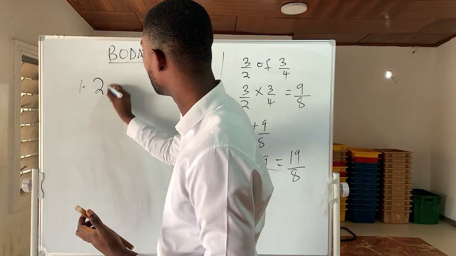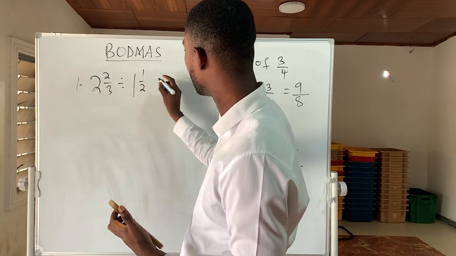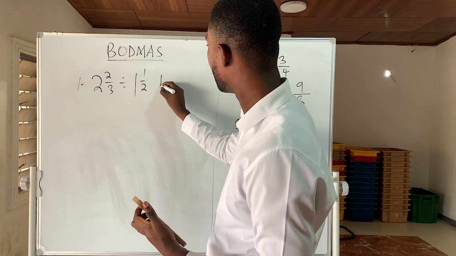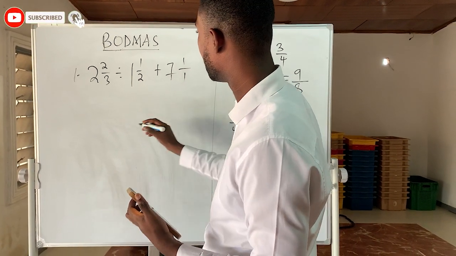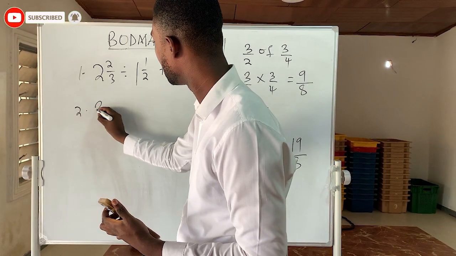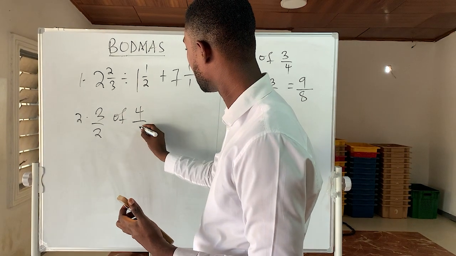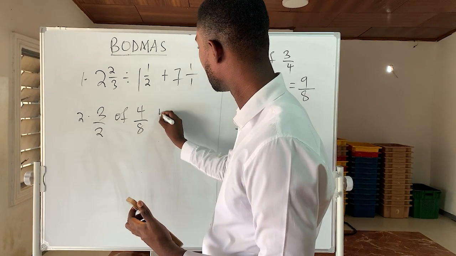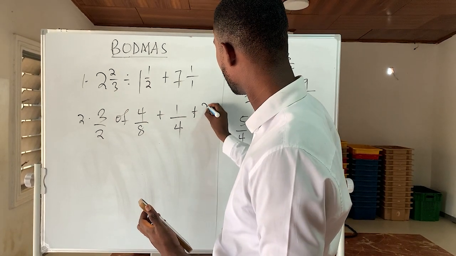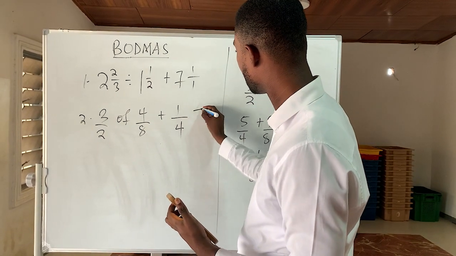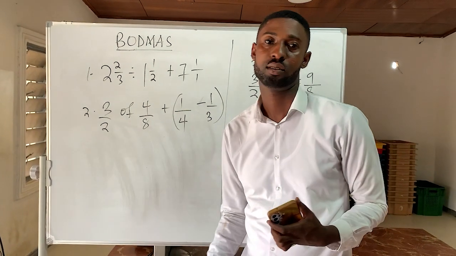Now, 2 over 2 over 3 by number plus 1. Okay. Thank you.